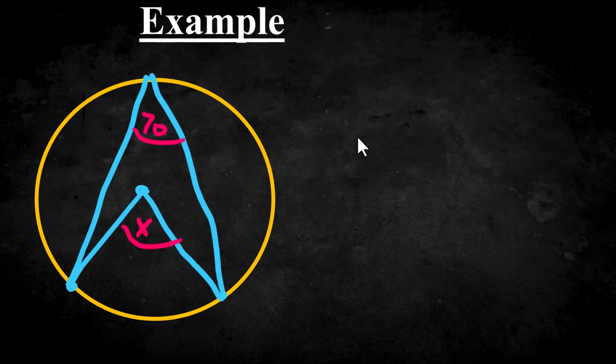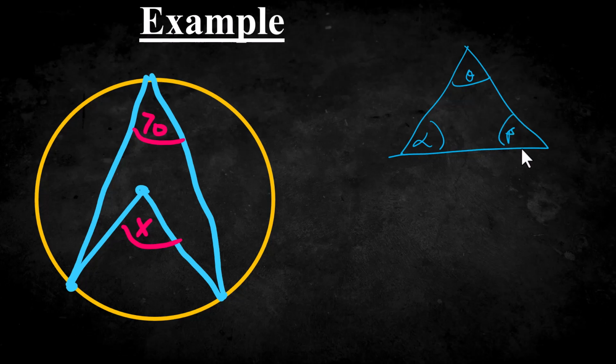Now, let's talk about the first example. Before we talk about the first example, the sum of angles in a triangle, okay? If this side is alpha, theta, and this side is beta, alpha plus theta plus beta will give us 180 degrees, okay?